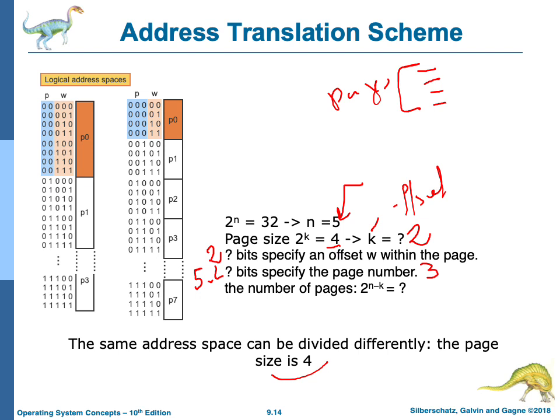Which makes sense, right? Therefore, the total number of pages that I will end up with is 2 to the 5 minus 2, which is 2 to the 3, which is 8 pages now. So in the first example, if we divided the space into pages of size 8, I ended up with 4 pages. Now, if I divide them into pages of size 4, I will end up with more pages automatically. In this case, I will end up with 8 pages since the total is 32 words.